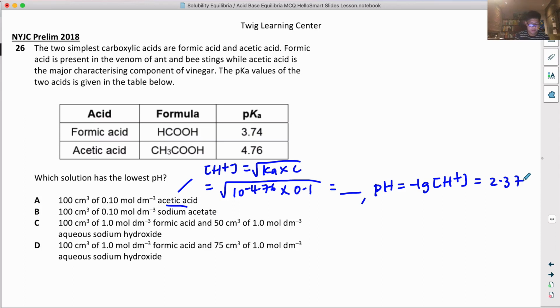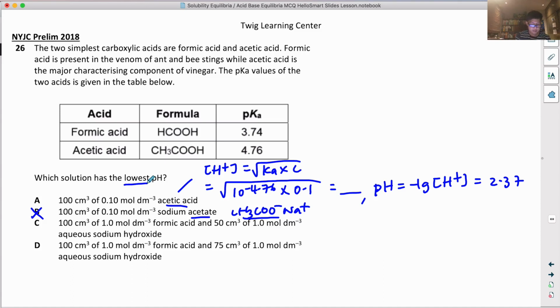Okay, let's look at B. B is sodium acetate. In fact, sodium acetate is a base, because CH3COO minus is the conjugate base of ethanoic acid. So this is a base. So I guess the pH is going to be more than 7. I'll cross it out already because they want the lowest pH.